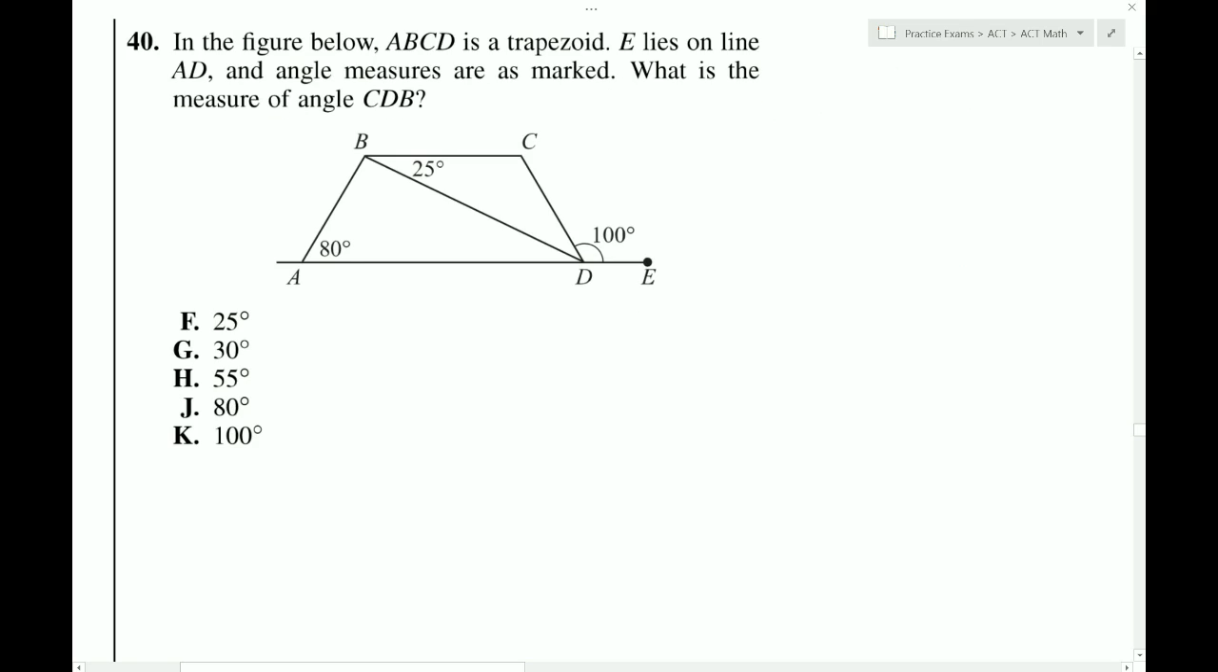In the figure below, ABCD is a trapezoid. E lies on line AD, and angles are measured as marked. What is the measure of angle CDB? Right, CDB. So they want to know this angle right here.